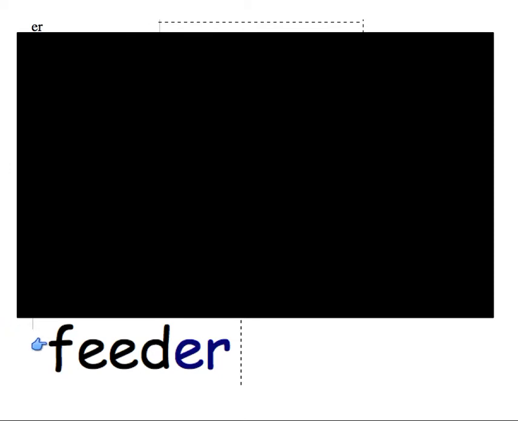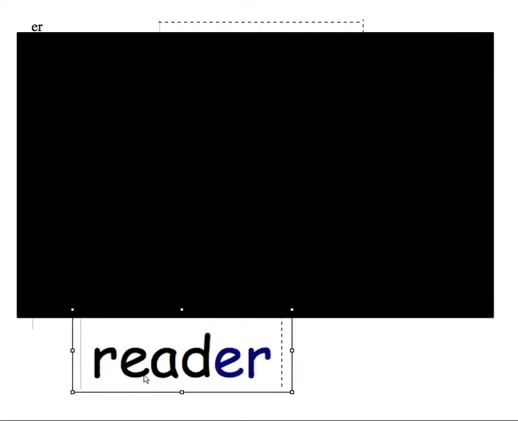All right, ask your student, what does EE say? EE says E. Very good. E. D. Feeder, like a bird feeder. Very good. All right, let's try this one. EA says E. Eed. Reader, someone who reads. Reader.